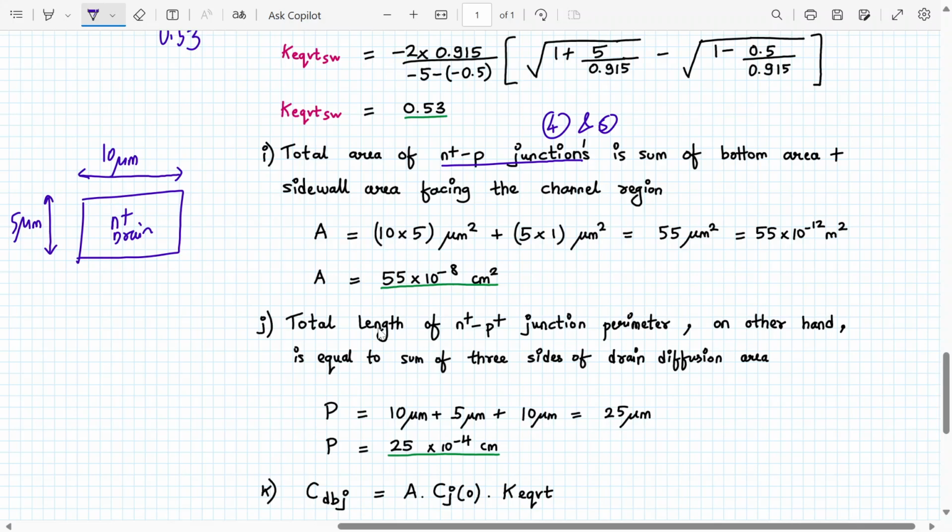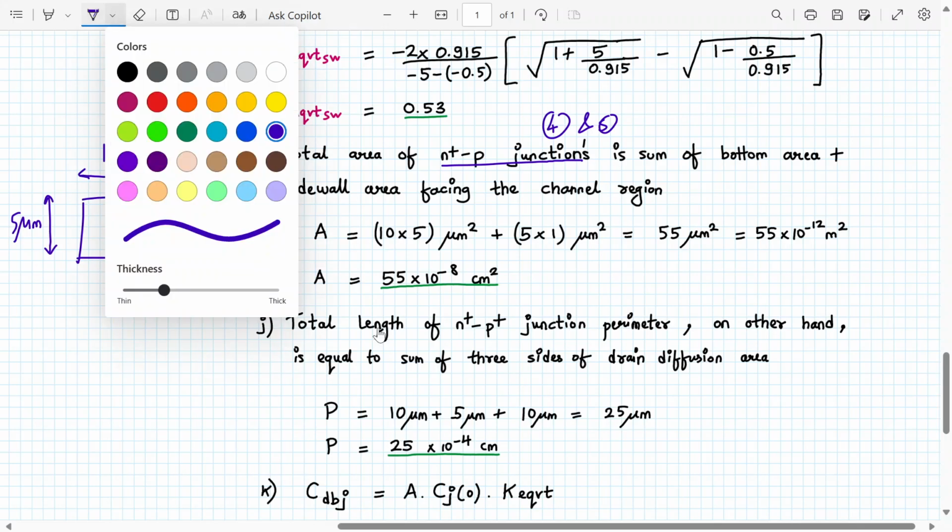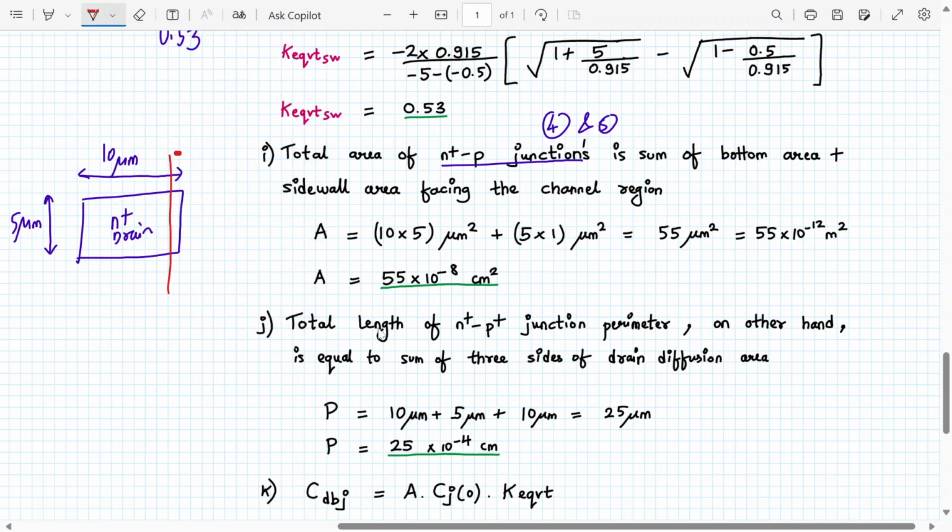And here the gate overlap is how much? The gate is overlapping, right? Here this one. So this is given as 2 micrometer. And this is also 1. So this area will be 1. Almost like this overlap will be around, let's say, this junction depth will be around 1. So it will be 10 into 5, 5 into 1 plus 5 into 1.